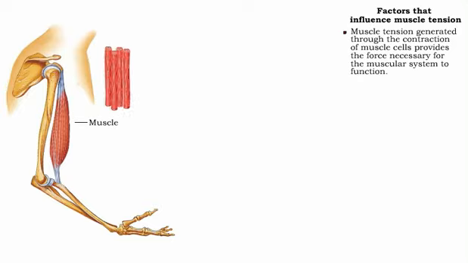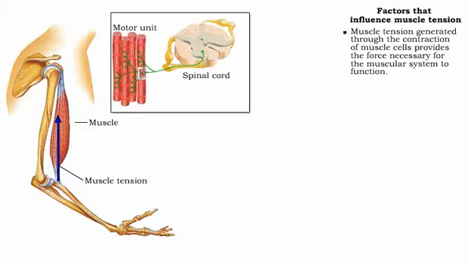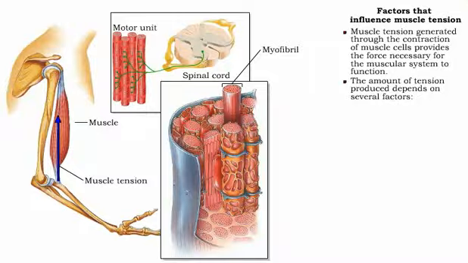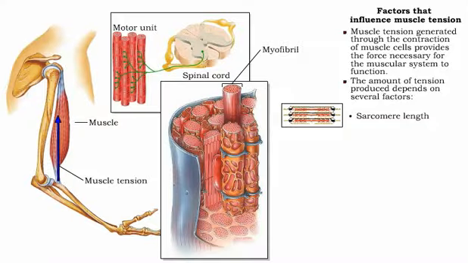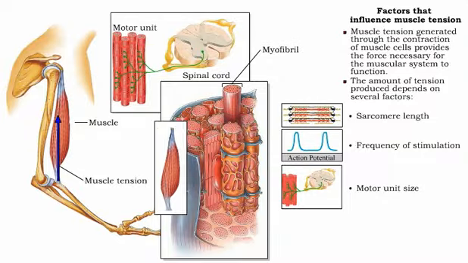Contraction of muscle cells generates muscle tension, which provides the force necessary for the muscular system to function. The amount of tension generated depends on such factors as sarcomere length, frequency of stimulation, and the size and number of motor units involved.